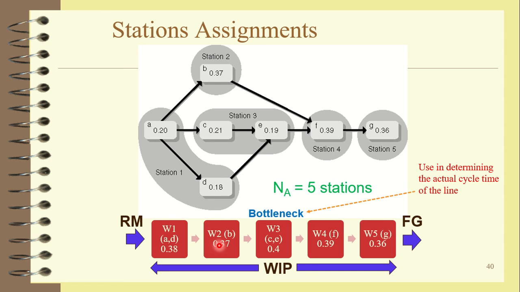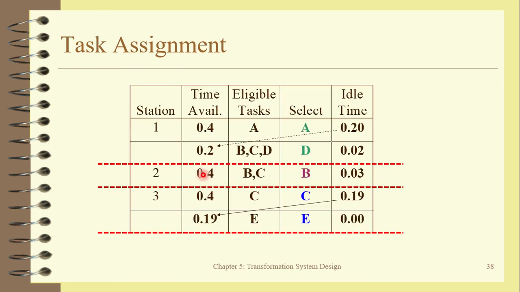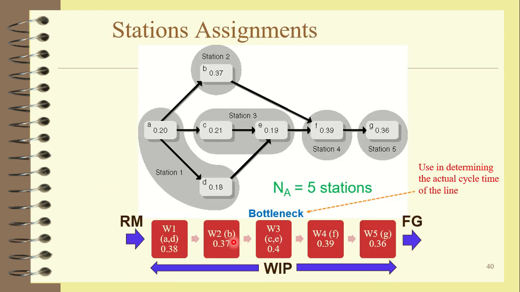And then workstation number 2 is task B, right? Task B here, workstation number 2. Task B requires 0.37 here. Okay, this is the workload for workstation 2.